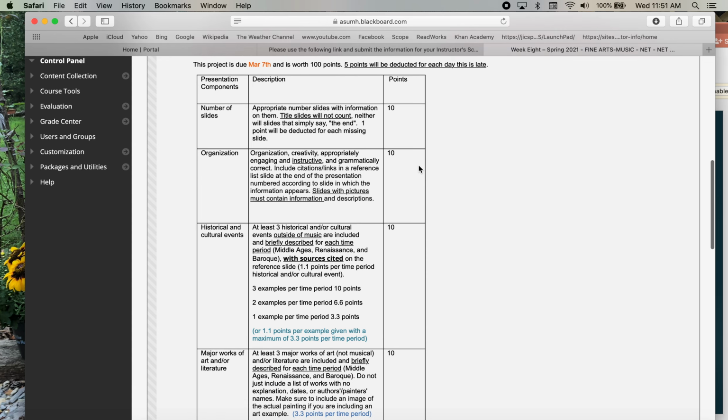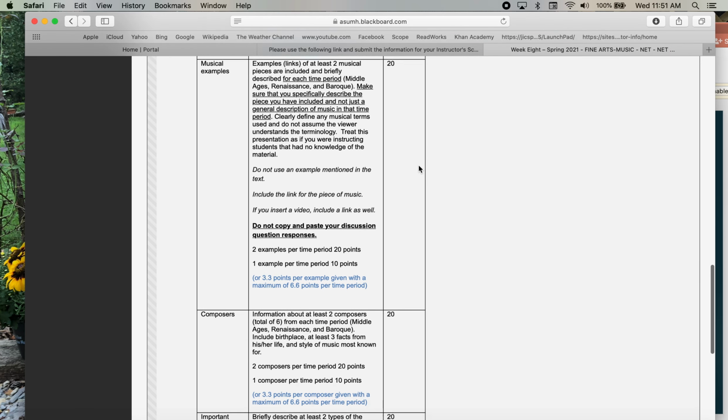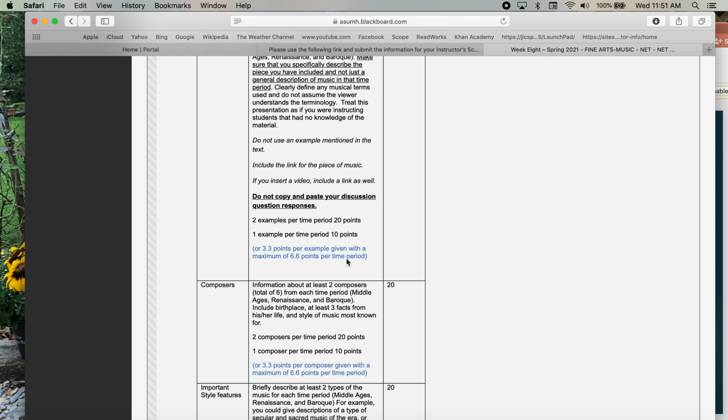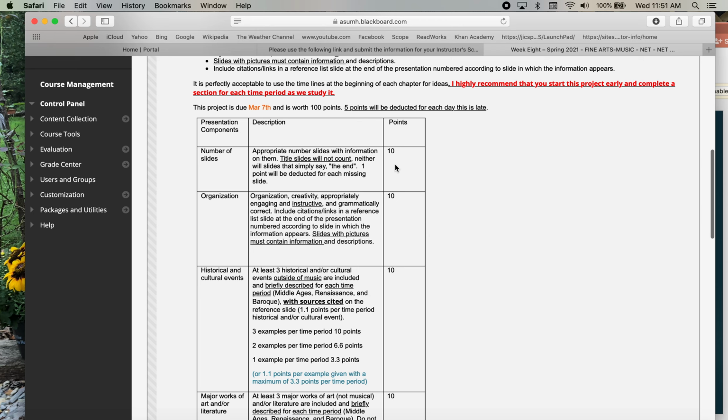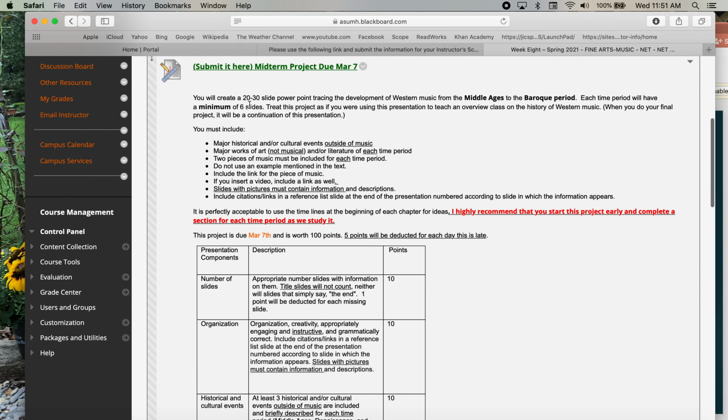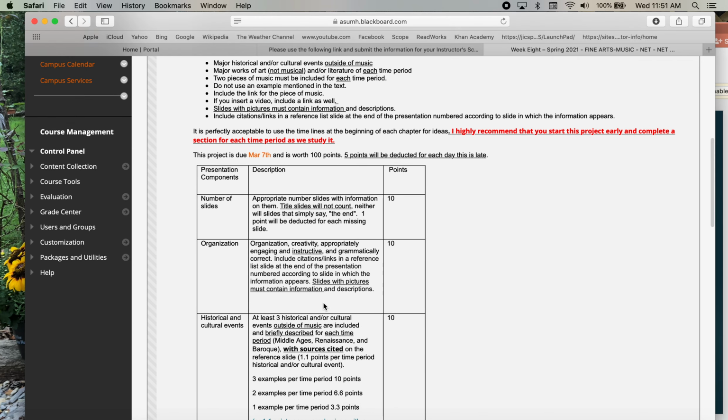So just going through this is the rubric. This is how I'm going to grade things, and I've broken it down to the exact number of points for each thing. The first thing is number of slides. You get 10 points for the correct number of slides. And I will say title slides do not count. Remember, I'm looking for a minimum of 20 slides. So if you have 20 slides, but 3 of those are title slides, like one that says Baroque period or Middle Ages, I am not counting those. It has to actually be instructive information. So make sure you're not including title slides in the final count.